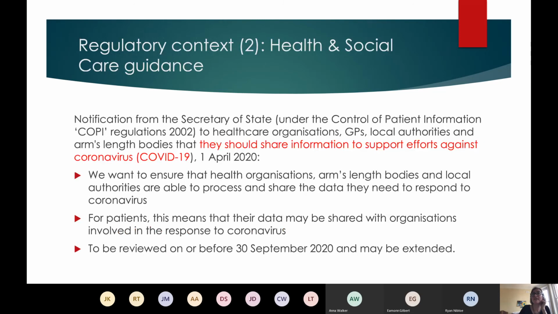In terms of the key health document, there was a notification from the Secretary of State for Health and Social Care, which was really slightly relaxing the usual COPI regulations, the Control of Patient Information Regulations, encouraging healthcare organisations, GPs, local authorities and arm's length bodies to share information to support efforts against coronavirus. Now that holds until the 30th of September. It's really been quite a significant change, and it may be extended beyond then, but if it's not, it will expire on that date.